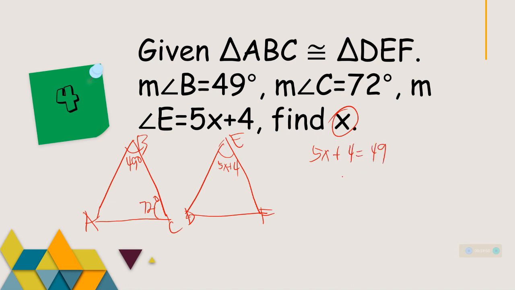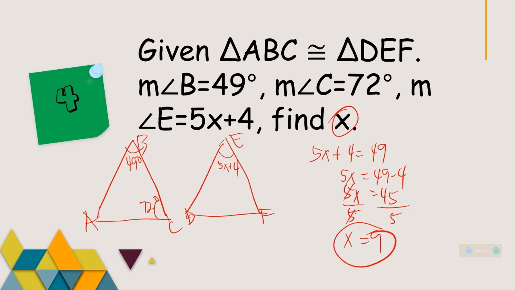That's correct. Just like what we have done on the previous example, we have here 5x equals 49 minus 4. Then you will obtain 5x equals 45 because 49 minus 4 is 45. Divide both sides of the equation by 5. So you will obtain x is equal to 9. And let us check. 5 times 9 is 45 plus 4 is equal to, yes, 49.